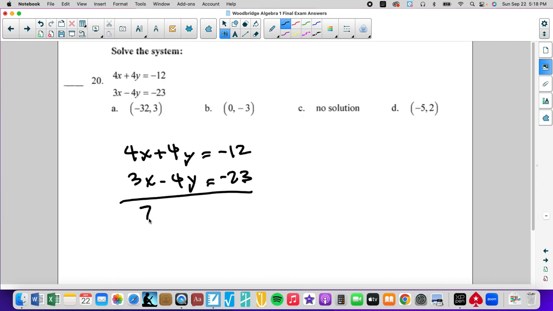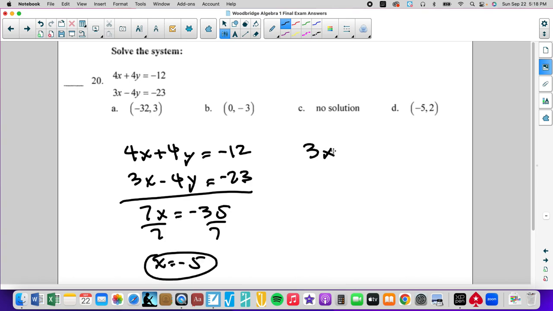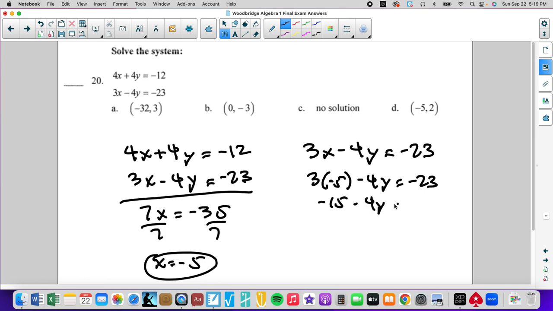So we will add these columns. This gives me 7x. My y's cancel, and this gives me negative 35. Divide by 7, divide by 7. X equals negative 5. And I can pick either equation. I'll pick the bottom one this time. 3x minus 4y equals negative 23. I put in my x value, and I will solve for y. Negative 15 minus 4y equals negative 23. Let's add 15 to both sides.